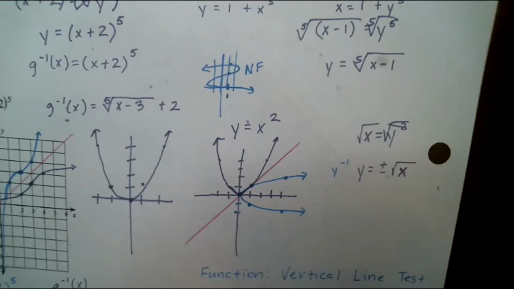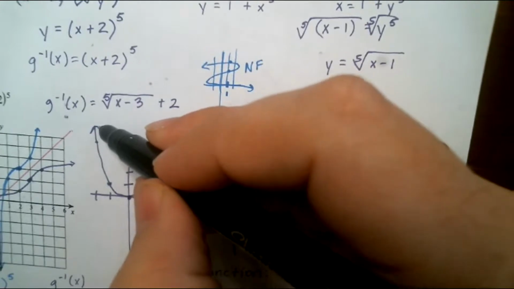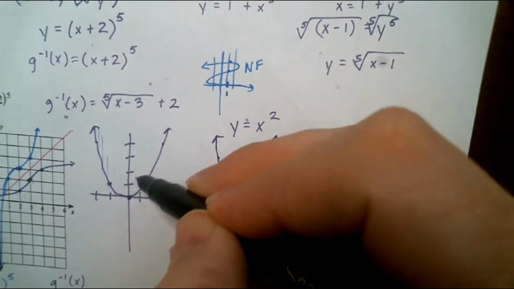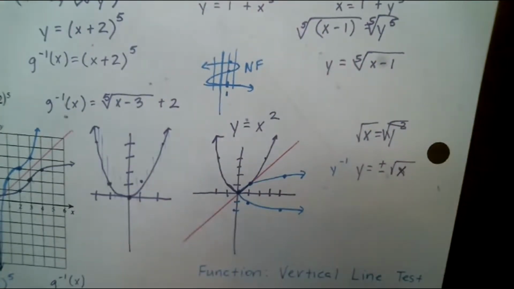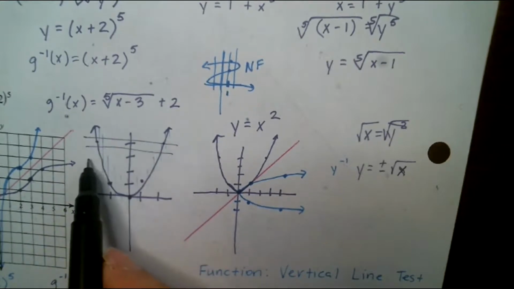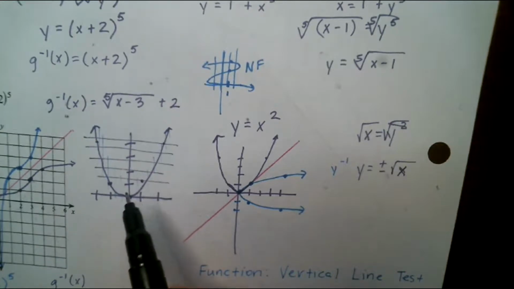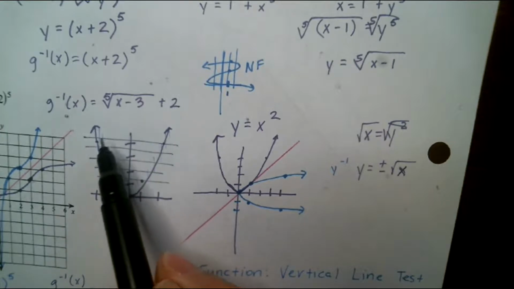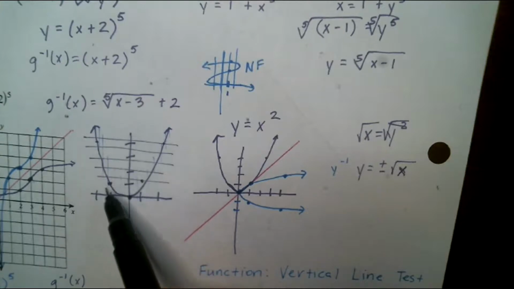So now watch this. This passes the vertical line test. It never hits it more than once. But does it pass the horizontal line test? Does it pass this horizontal line test? The answer to that is no, it does not. So that tells me that the inverse of this graph is not a function.